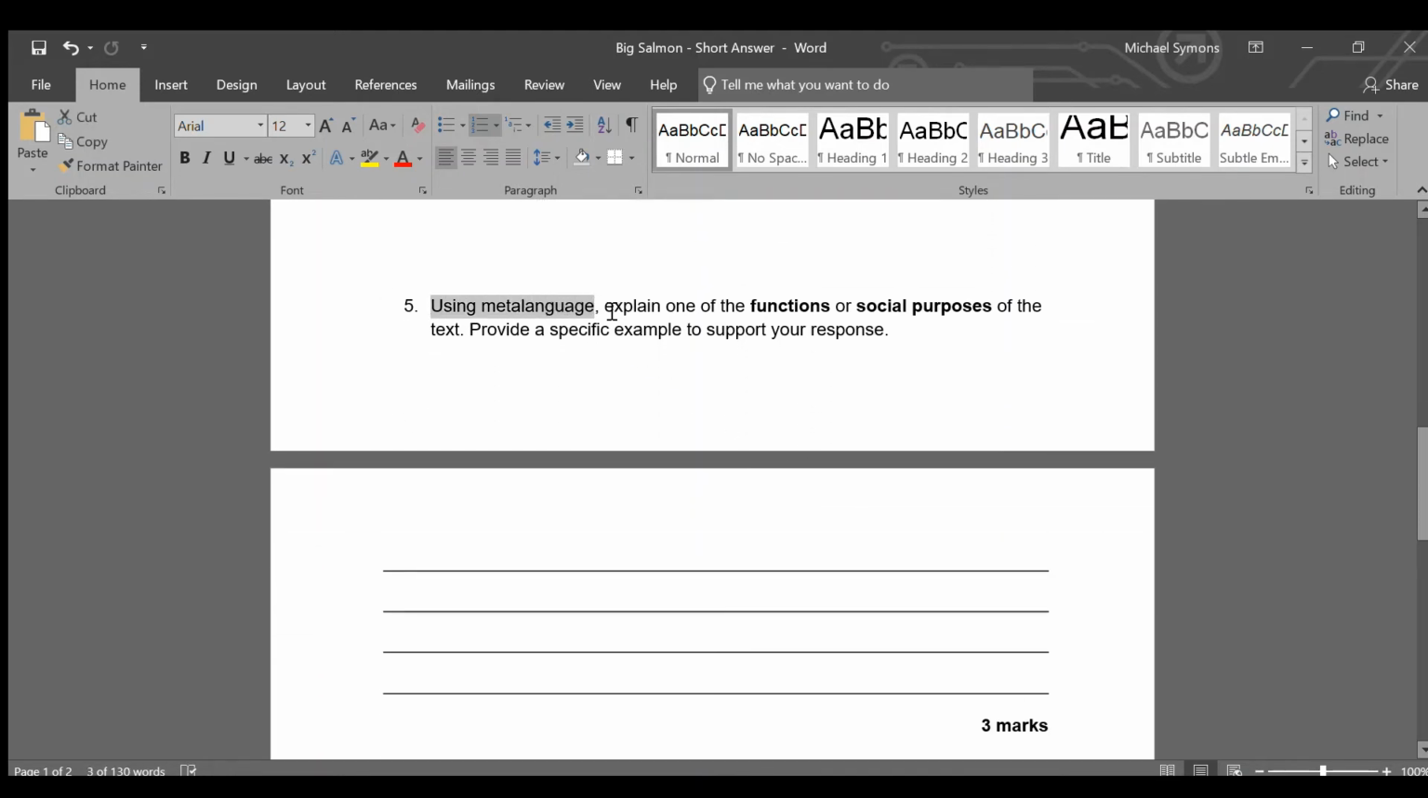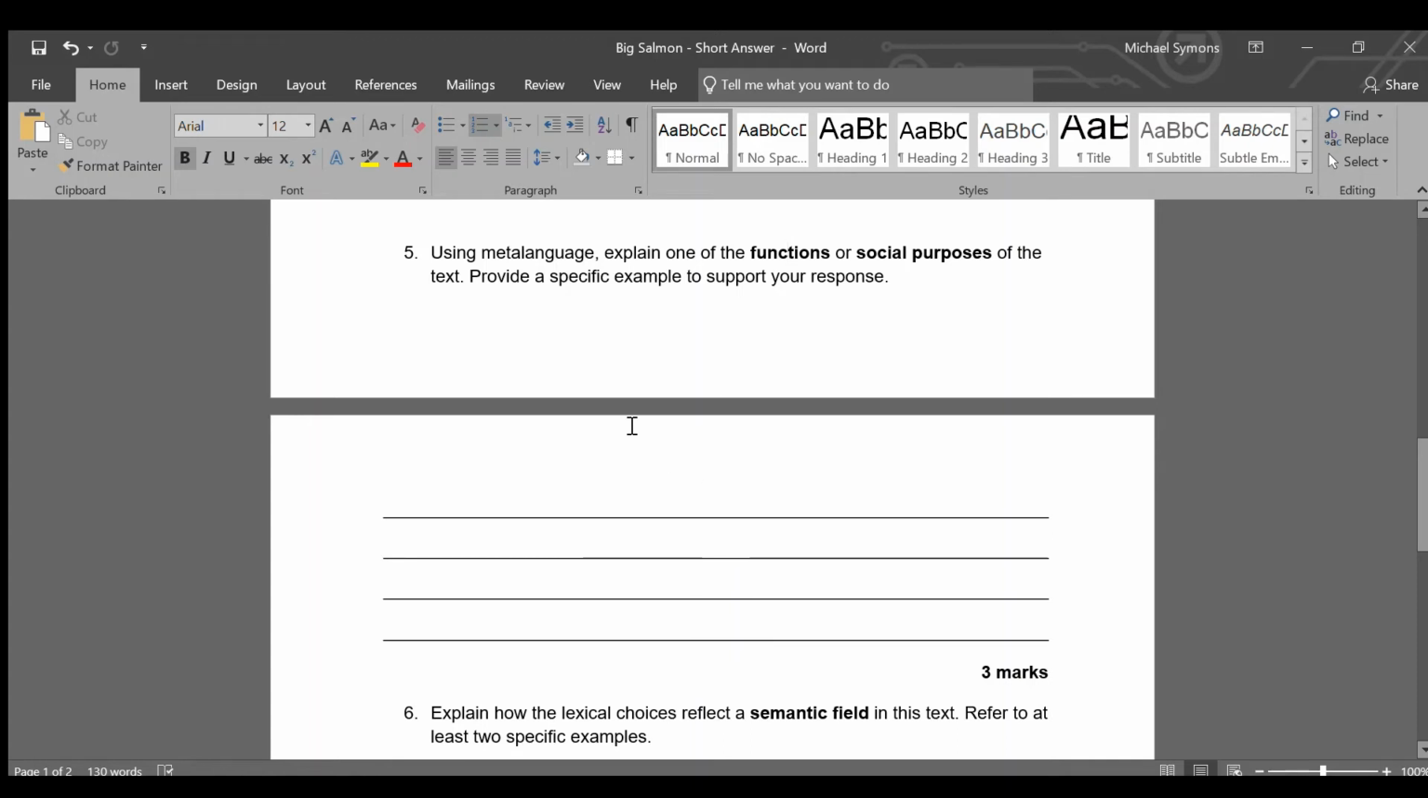Here's the thing, using meta language. In every question you should be using meta language, but they're being very particular here. Explain one of the functions or social purposes of the text. Provide a specific example to support your response. This is 3 marks here. So choose the function. It could be phatic discourse, phatic conversation. It could be to highlight the need for something or to value something in social purpose. It could be to find out how to actually fish. In this case, it's about fishing. So there are probably 1 or 2 functions. The highest one is probably phatic. But where do I see phatic? I've said that it's function, and now I need to actually have the meta language to explain a feature of phatic discussion. 3 marks for that one.